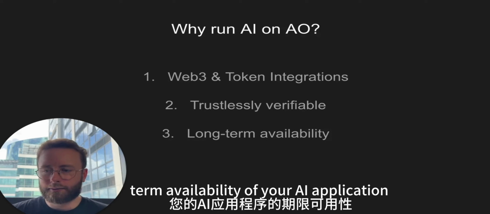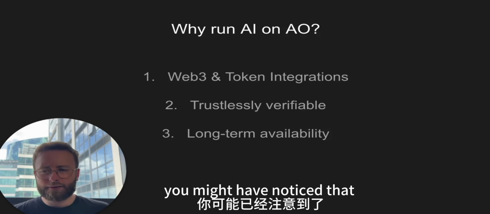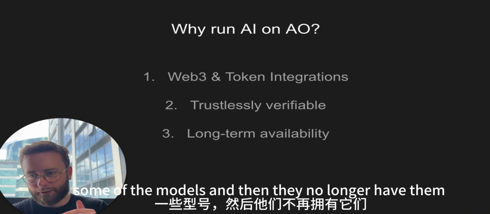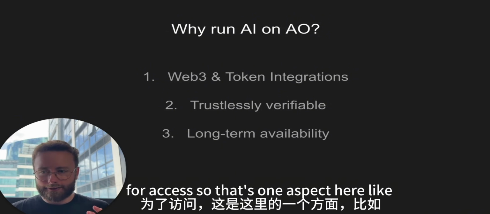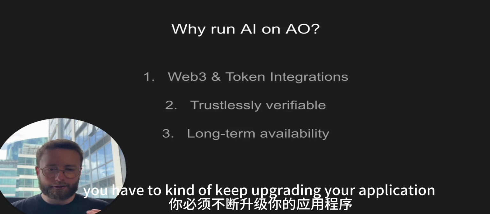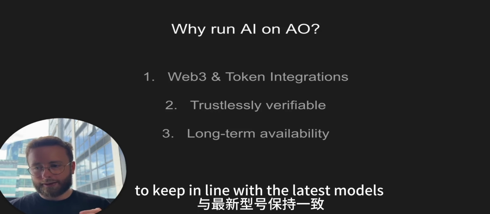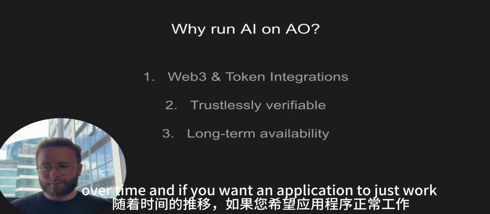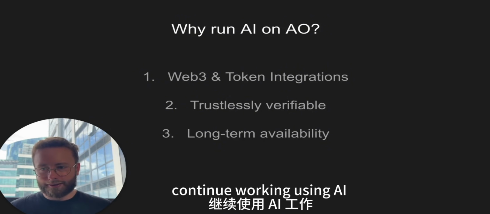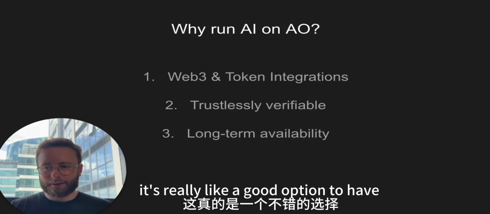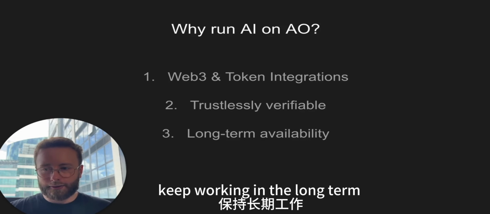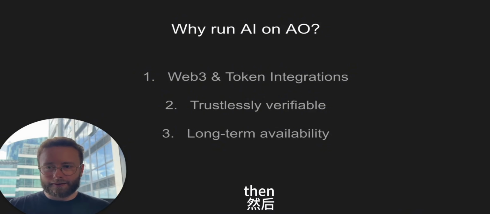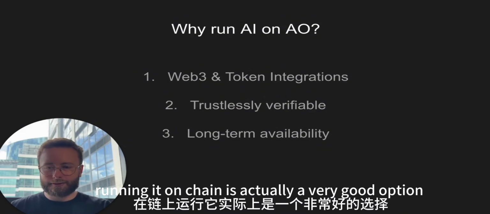So next is the long-term availability of your AI application. You might have noticed that a lot of the AI APIs out there sort of end up deprecating some of the models, and then they no longer have them for access. So that's one aspect here: you have to keep upgrading your application to keep in line with the latest models. And that means stuff like the behavior is going to change over time. If you want an application to just continue working using AI, it's really a good option to have. So if you want your application to keep working in the long term without having to rely on these external API providers, then running it on-chain is actually a very good option.